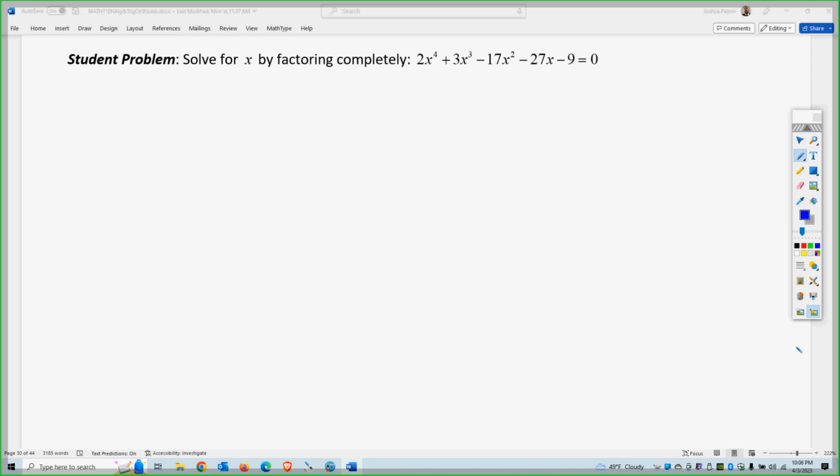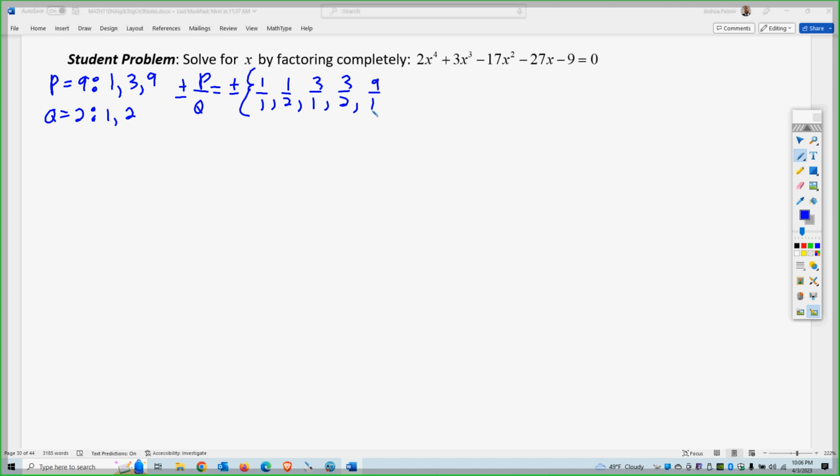Okay, so let's make a list of the possible answers. So P is the constant, which in this case is 9, and Q is the leading coefficient, which in this case is a 2. Again, you don't need the negatives and factors. So the factors of 9 are 1, 3, and 9. The factors of 2 are 1 and 2. So the possible answers are P over Q, plus or minus: 1 over 1, 1 over 2, 3 over 1, 3 over 2, 9 over 1, 9 over 2. Okay, so that is our possibilities.